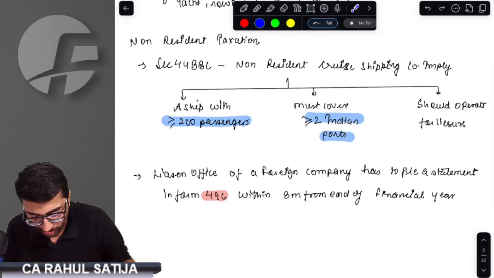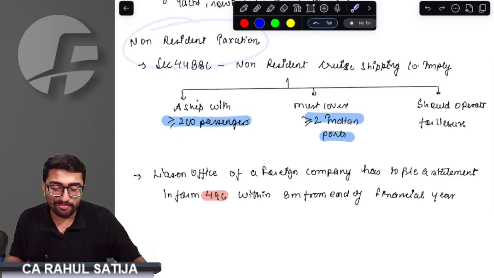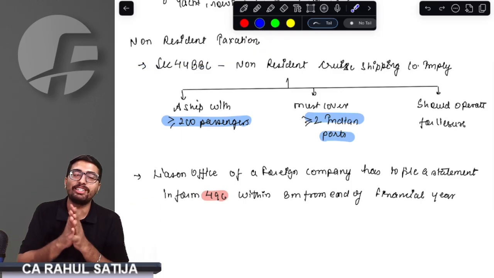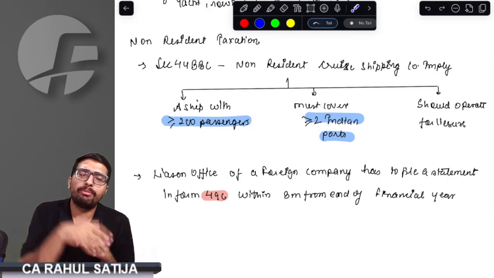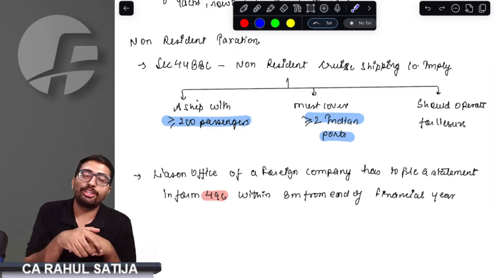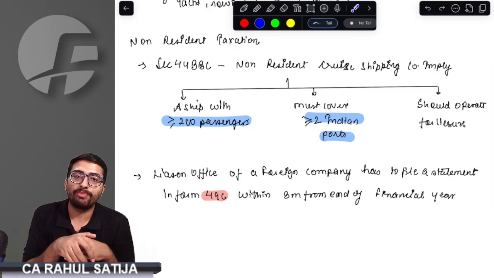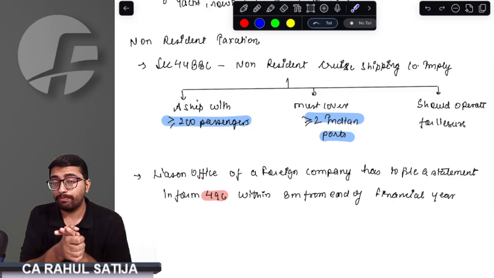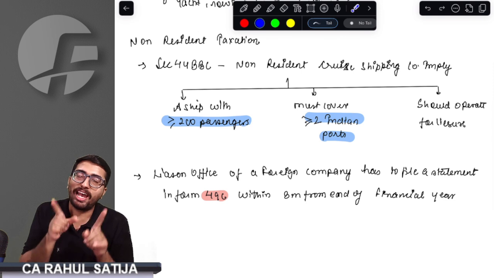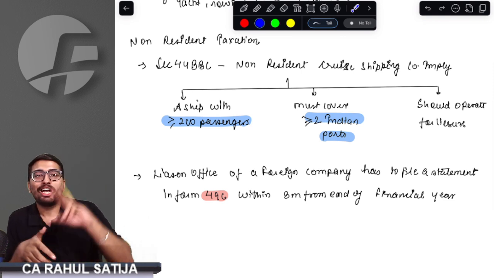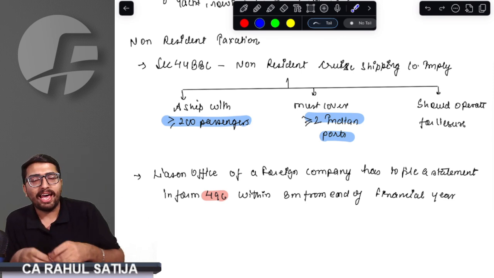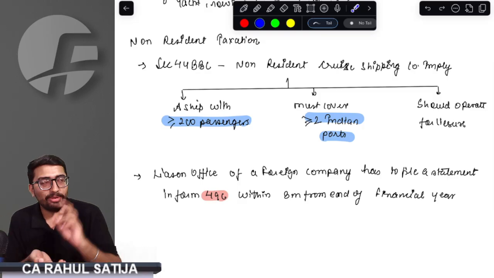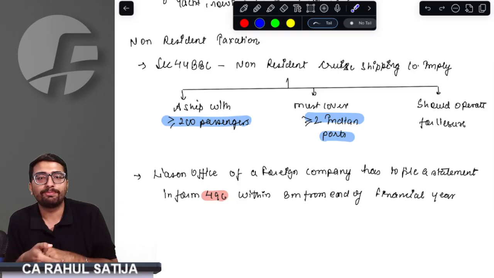Sir, we got your point. Another important amendment, sir, is in case of non-resident taxation. If you remember, a new section was introduced, section 44BBC. A non-resident cruise shipping company has to mandatorily offer 20% of its shipping income as PGBP. Presumptive taxation was given under 44BBC.